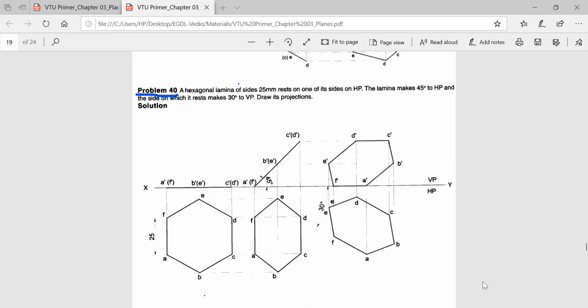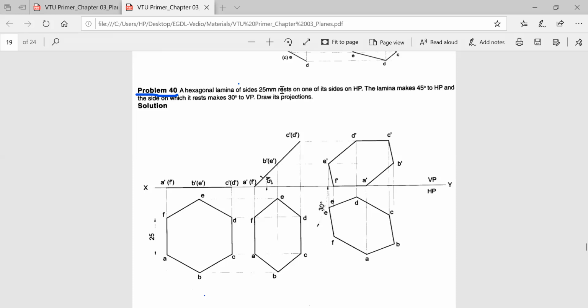Okay, so this is problem 40 that we are dealing with. It is told that it is a hexagonal lamina of side 25 mm resting on one of its sides on HP. Since it is resting on one of its sides, you have to show its side and not the corner. I have explained the position, how it looks when it is resting on one of its sides and on one of its corners, in the video links as well as in the last class. So accordingly, you will trace out the true lamina in our top view.